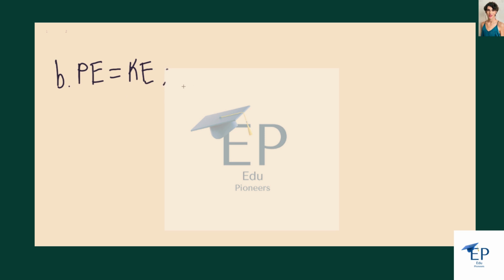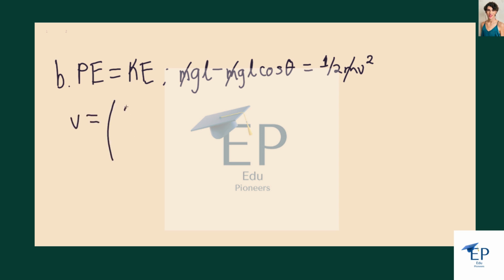And we can say that in the beginning, there's only gravitational potential energy. So we can say that mass times gravity times the length minus mass times gravity times the length cosine of theta, so the difference in height, essentially. And then this would be equal to, of course, half mv squared. We can cancel out the mass. And we know that v is going to be equal to 2gl times 1 minus cosine of theta to the 1/2 power.